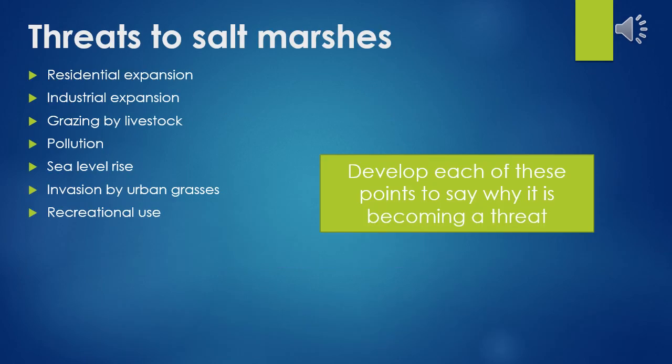Okay, so one final point to think about is just for each of these points here. I've put a list of seven threats to salt marshes on here. So a bit of a review and a bit of independent thinking for you guys. For the seven points, I just want you to develop them to say how each point is going to affect salt marshes, okay? And then just submit that to the Google Classroom, and we'll review them and go through them on there.